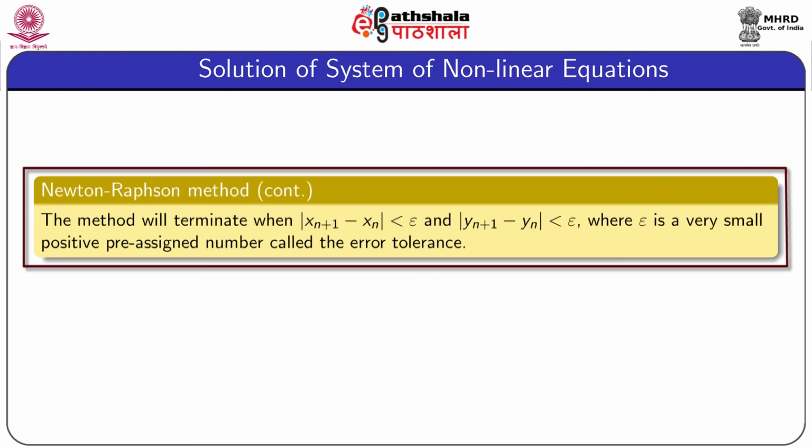This method, that means the Newton-Raphson method, will terminate when the absolute value of x_{n+1} - xn is strictly less than epsilon, and the absolute value of y_{n+1} - yn is also strictly less than epsilon, where epsilon is a very small positive pre-assigned number called the error tolerance. So, depending on the value of epsilon, we can terminate the iteration process.